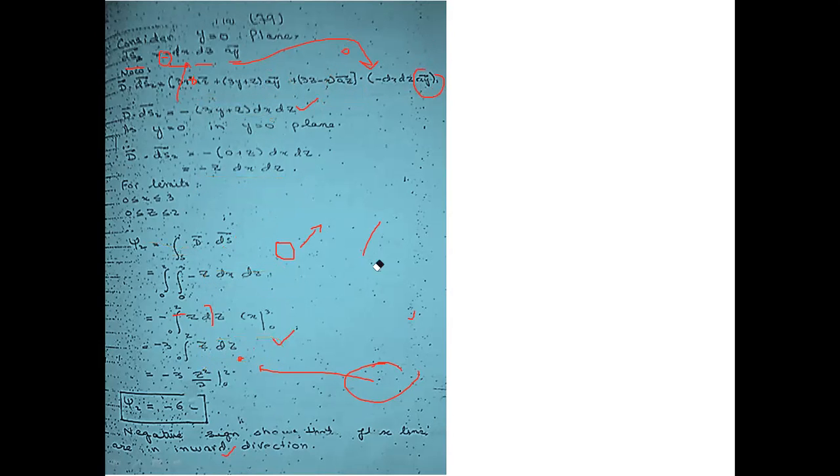So now applying the integration, because the dot product has been done, and the value from the dot product we get is minus z dx dz. So now D dot dS, applying the limits for dx and dz which are given. For x, this is from 0 to 3, and for z it is from 0 to 2. So we will get psi 2 equal to minus 6.